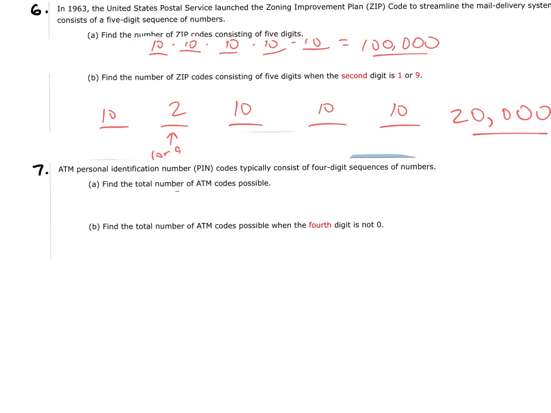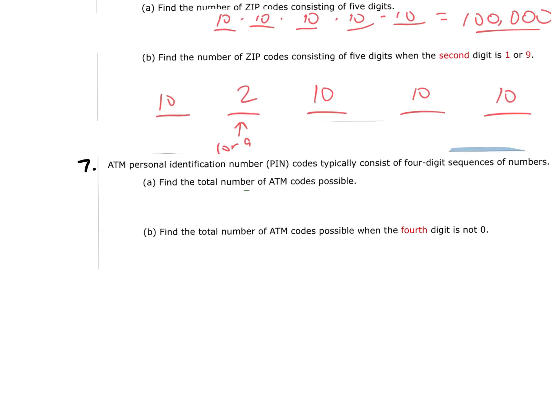All right, find the number of ATM codes. Now we're talking about a 4-digit number. So, okay, fine. 1, 2, 3, 4. Do they give you any restrictions at all? No, so what goes in each space? 10. 10 to the 4th power, right? So it's 10,000.